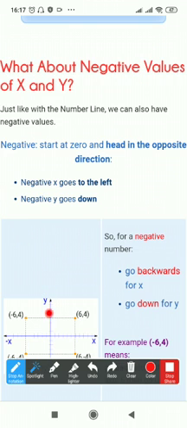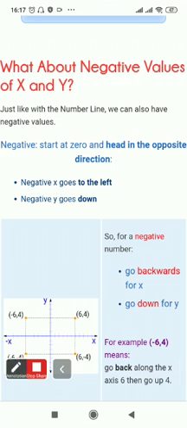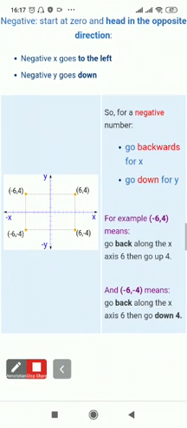If you're going up from 0, you will have positive y values, vertically. If you go down, then negative y values. If you're going right, positive x values. If you're going left of 0, negative x values. All right, across is always x, up and down is always y value.